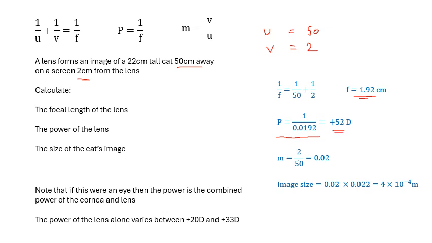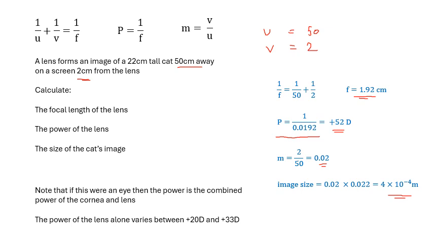Okay, the magnification is the size of the image. No, well, it's v over u. So v over u is 2 over 50, which is 0.02. And so the size of the image will be 0.02 times the size of the cat, which would be 0.4 millimeters. 4 times 10 to the minus 4 meters is the size of the image. Very, very small on the screen.